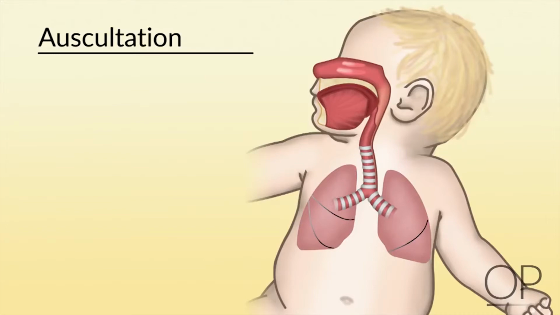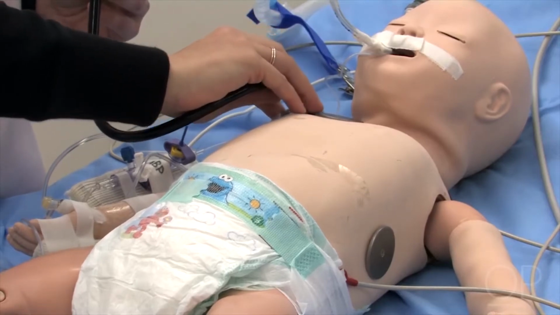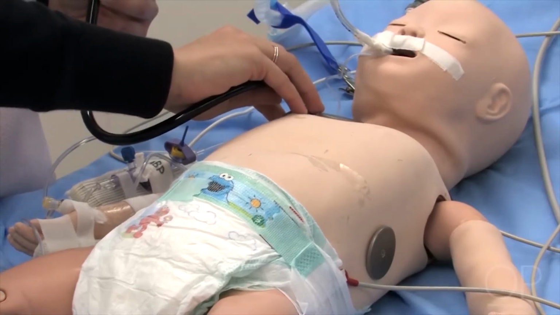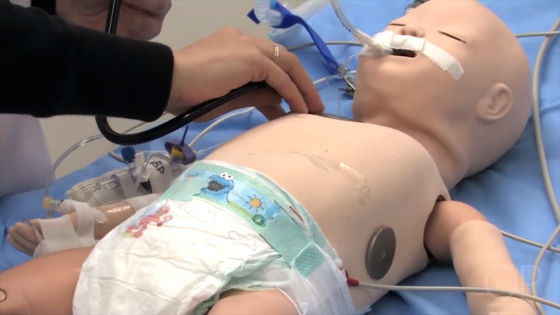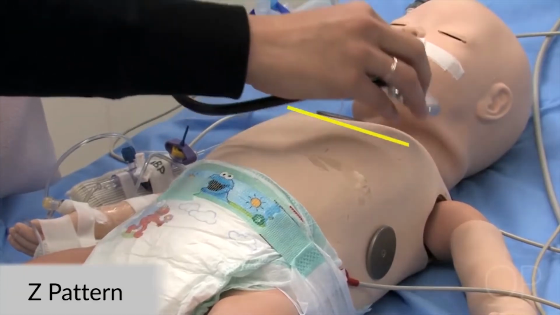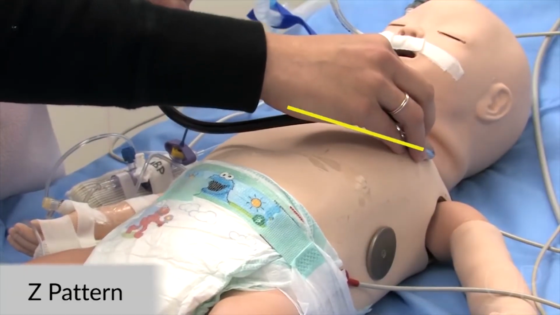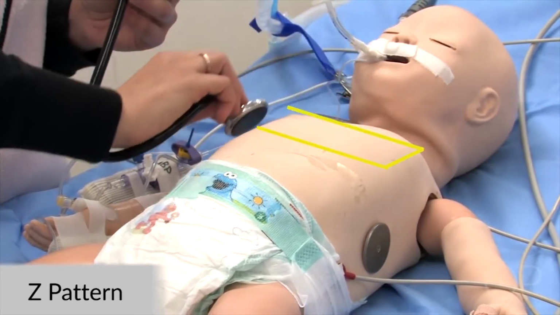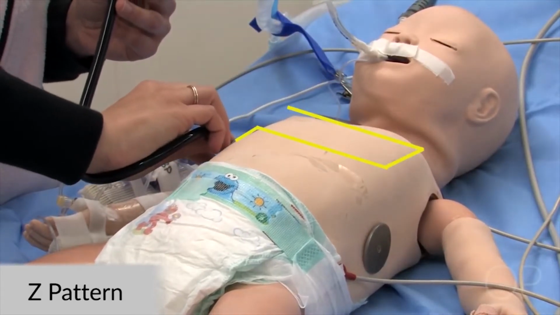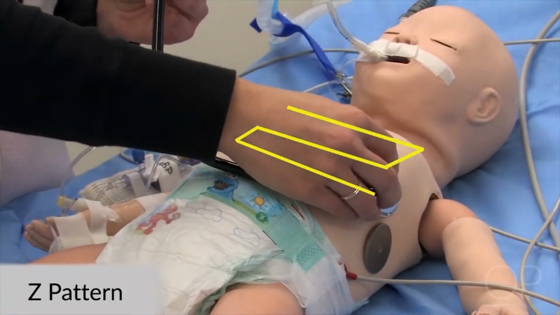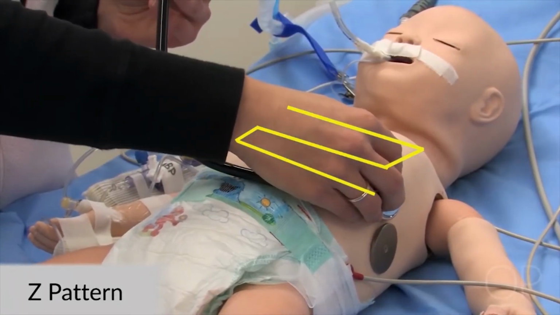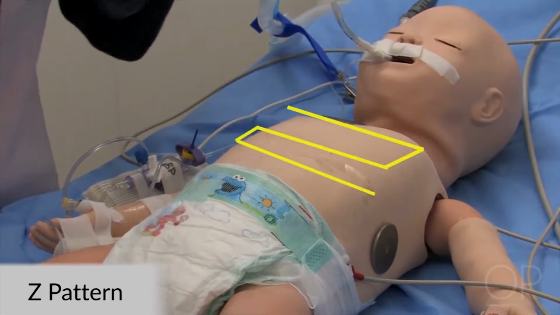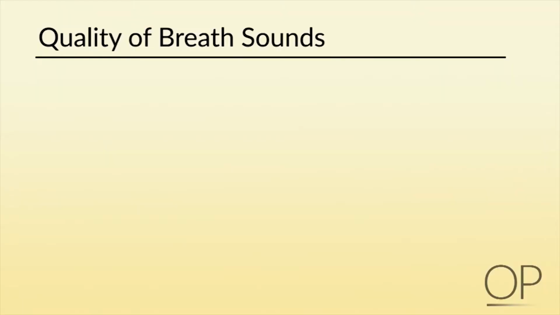I'll demonstrate this now. We'll start on the right upper part. Make sure you listen to both the in and out. Next, you want to move over to the left upper. In similar fashion, you continue to move down the patient's chest, left to right, right to left, always moving down before you change sides. Again, it's important to compare the depth and the quality on each side of the patient.